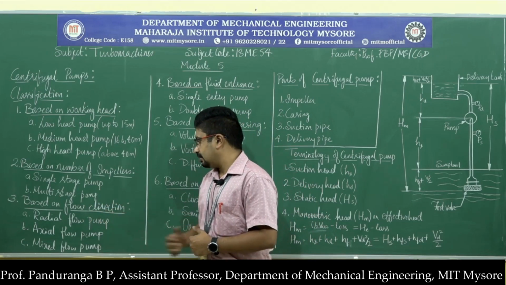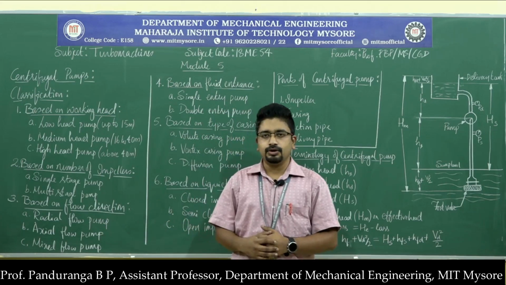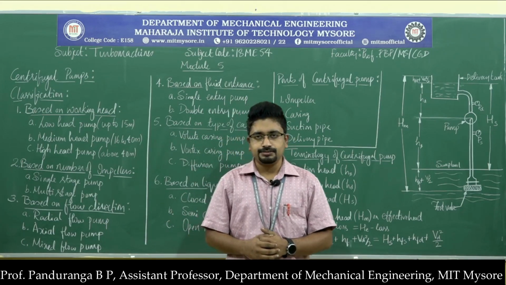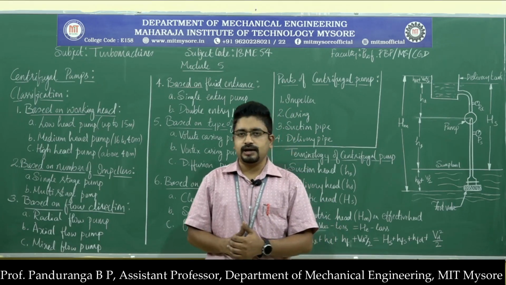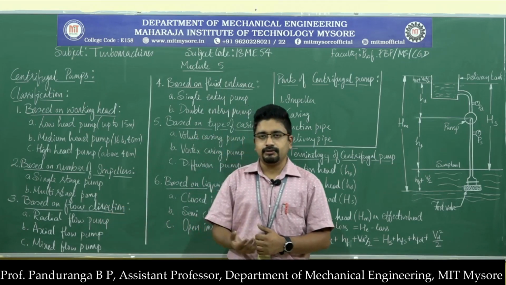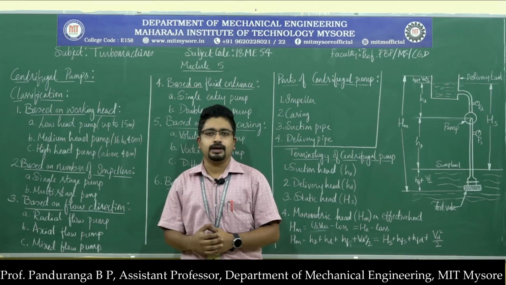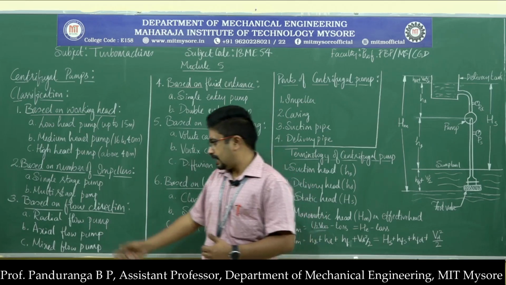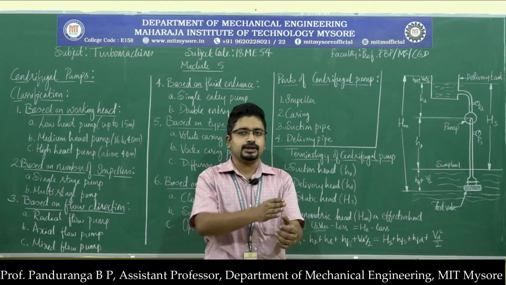Then based on flow direction, we have the radial flow pumps. If the flow is radially outward, then we call them radial flow pumps. So if you have a shaft and the fluid is flowing perpendicular to the shaft, then we call them radial flow pumps. Then we have the axial flow pump. Generally we go for a radial flow pump where the head developed should be higher, and we have the axial flow pump where the flow will be parallel to the axis.